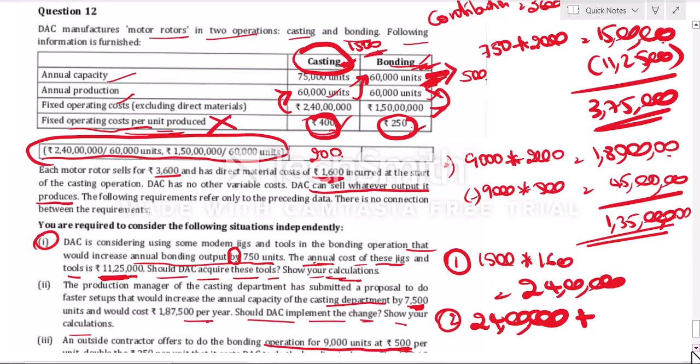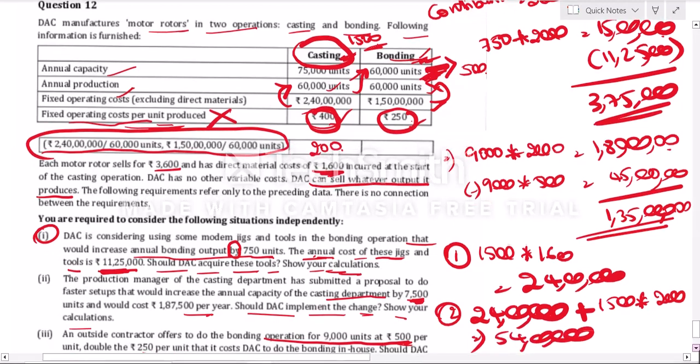So 1500 into, what is the contribution calculated earlier? 2000. So what is the total answer? 1500 into 2000, 30 lakhs, plus 24 lakhs. 54 lakhs is the answer. Next question.